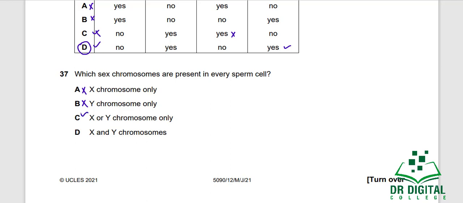But both X and Y cannot be present in the gametes, because meiosis is involved in gamete formation, which will separate all the pairs of homologous chromosomes. So X and Y will be separated. So D is wrong. So the correct answer for question 37 is C.